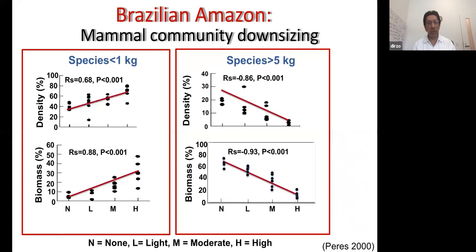We are seeing a significant trend of animal community downsizing, whereby the medium and large species, in this particular case, the species with a body mass of 5 kilos or more, are declining, but the small species, those with 1 kilogram or less in body mass, are actually being benefited, it seems. So what we are bringing here in terms of human impact on animal communities is a dramatic change in the structure of the communities that we used to have up until relatively recently, or post-Pleistocene, where we have a differentiated impact depending on animal body size.